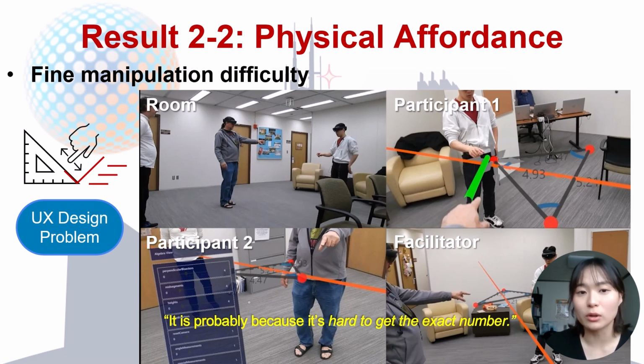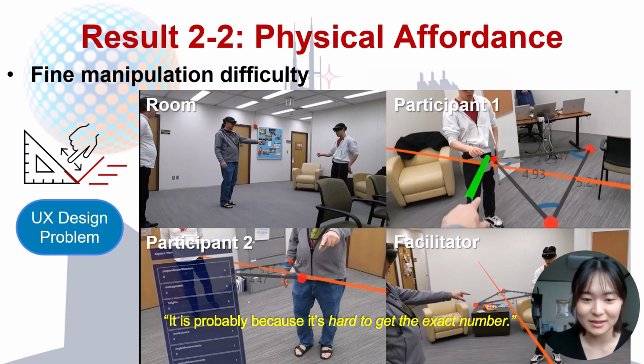Some problems were also related to UX design. For example, teachers struggle with fine manipulation tasks like using menu sliders to turn pictures on and off, or selecting hotspots to resize 3D objects.